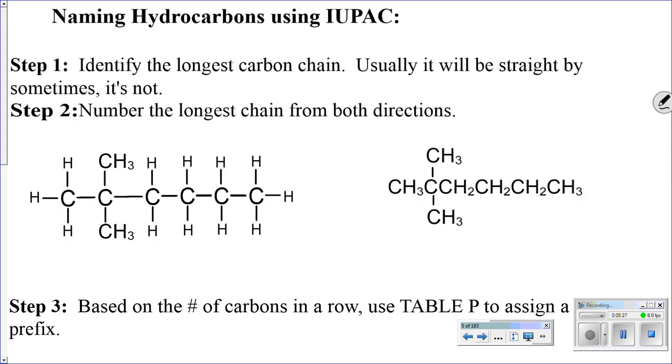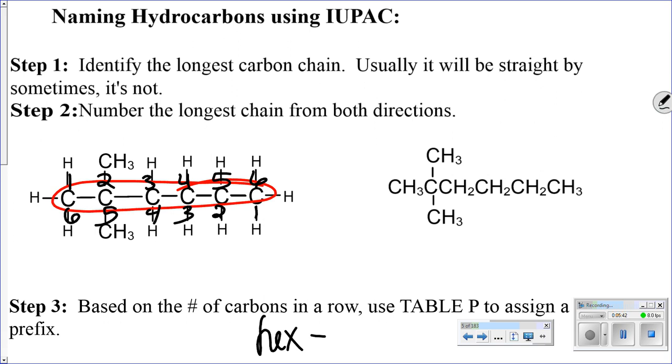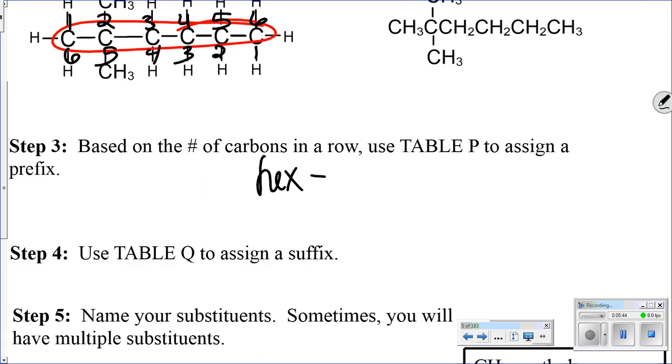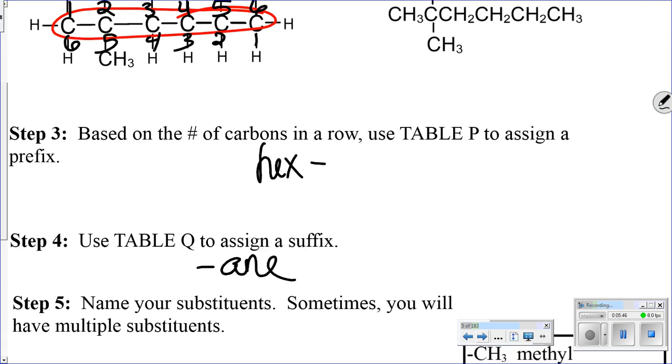Then we're going to identify the longest carbon chain. 1, 2, 3, 4, 5, 6 in a row. Since we have 6 in a row, this is again going to be hex. We have all single bonds. Our ending's again going to be ane, so that's fairly straightforward.